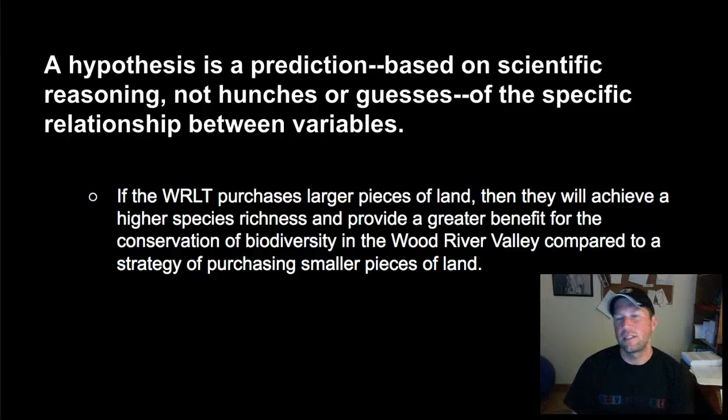Now that's not just a guess, that's not just something I'm saying. I'm predicting that based on my knowledge of island biogeography, which is what we started with. Which states that larger islands that are closer to a mainland are going to have higher species diversity than those that are small and far away. So I'm using that same logic here by saying if we have these undeveloped blocks of land and they're larger and they're closer together, that we'll have more species in those conservation areas.